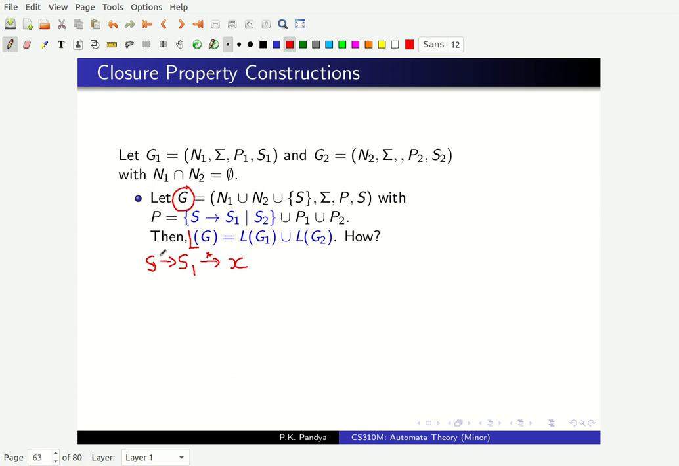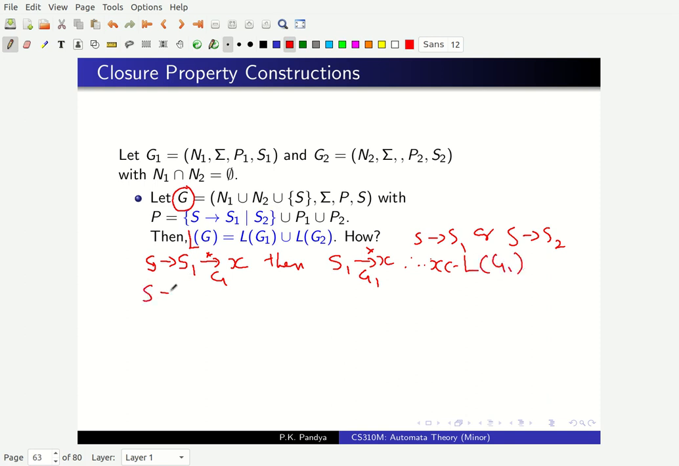If the derivation is of this form, the first rule always has to be of the form S goes to either S1 or S goes to S2, because this is the start symbol and one of them. If the first rule is of the following form, and the subsequent derivation derives X, then it is easy to see that this is in grammar G. Then we have S1 derives X in grammar G1. Therefore, X belongs to language of G1.